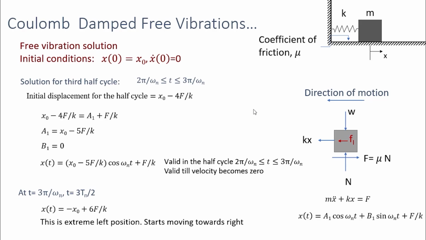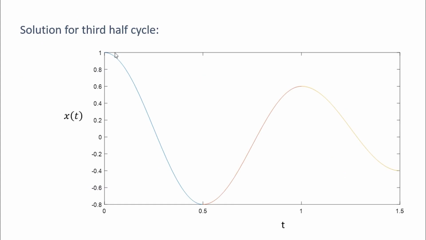So in the third half cycle, the body was moving towards left. So at the end of the third half cycle, it is at the extreme left position, and then onwards it moves towards the right. So that will be the fourth half cycle. So we can continue the solution like this. And now let's see the solution in the third half cycle.